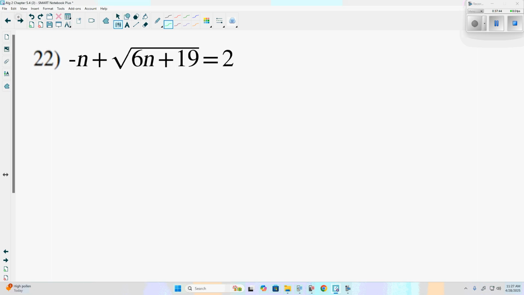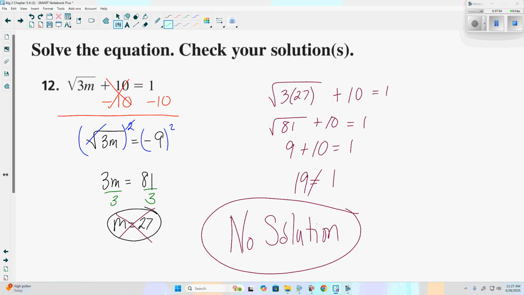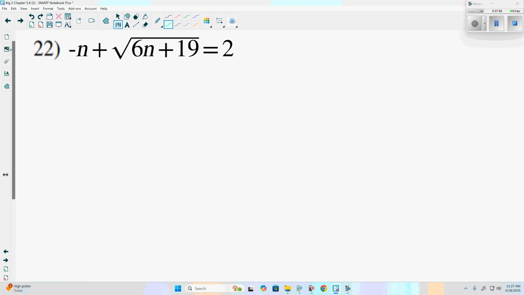23 or 22, which one do y'all want to look at? Last problem of the day. 22. Other direction. Here we go. Negative n plus the square root of 6n plus 19 equals 2. Now, do we have one radical? Yes. Is the radical by itself?